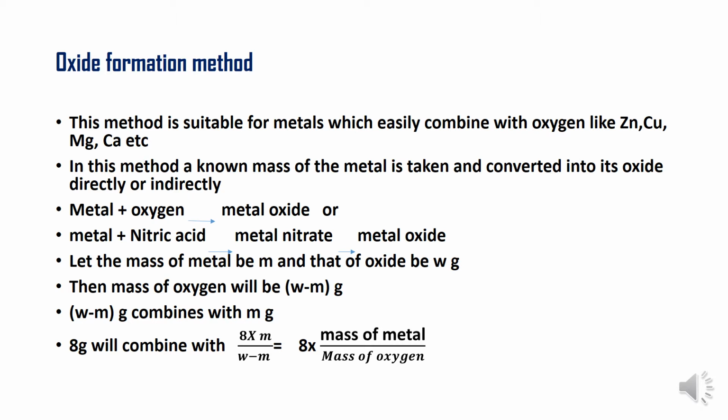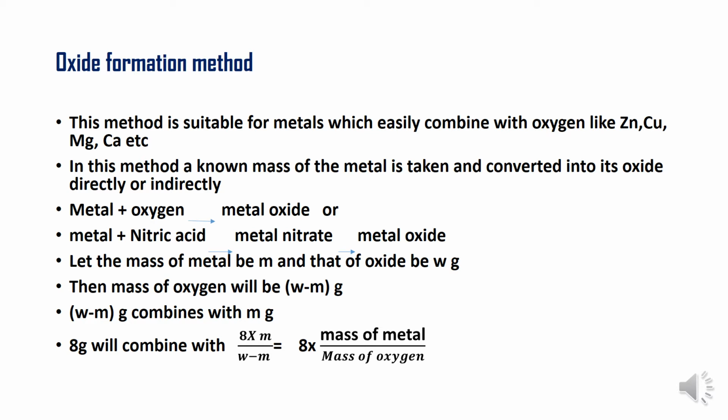So we know that for equivalent mass, we have to see how much parts by mass of oxygen, 8 parts. Okay, so we will keep that in mind, and we will see how much of the given element combines with or displaces 8 parts by mass of oxygen. So that is our criteria for finding out the equivalent weight in this case. This method is suitable for metals which easily combine with oxygen. So we will see here combination with oxygen.